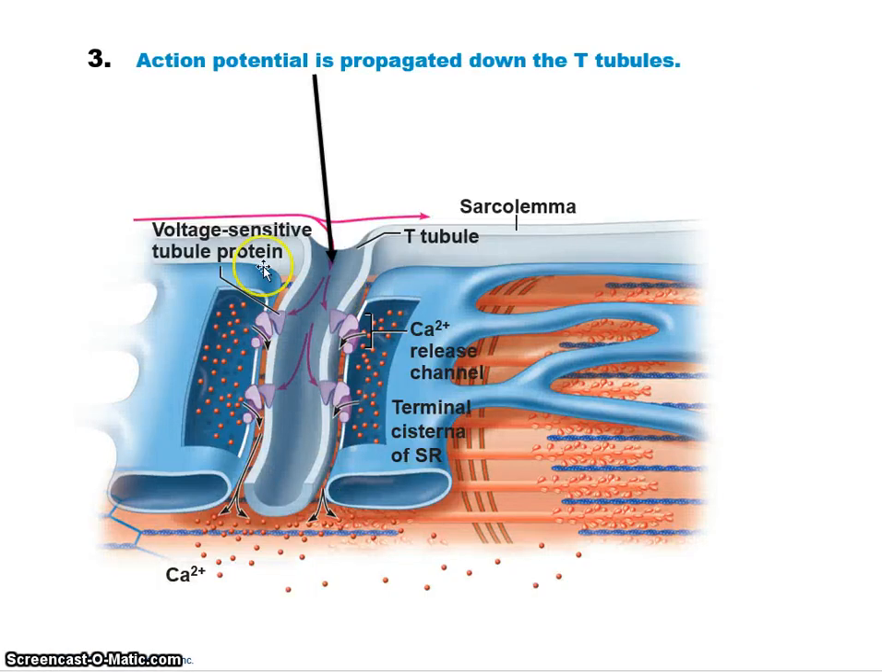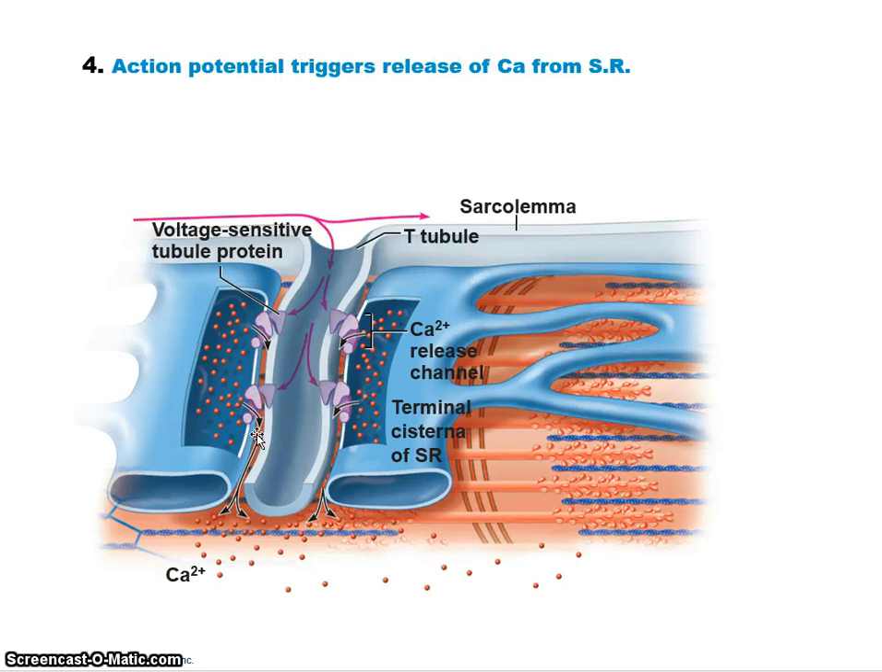This action potential, as we said before, travels across the surface of the sarcolemma, and because the T-tubules are just extensions of the sarcolemma, the action potential also travels down the T-tubules. These T-tubules are right up against the ends of the sarcoplasmic reticulum, and when the action potential gets down to where the sarcoplasmic reticulum is, it triggers the release of calcium.